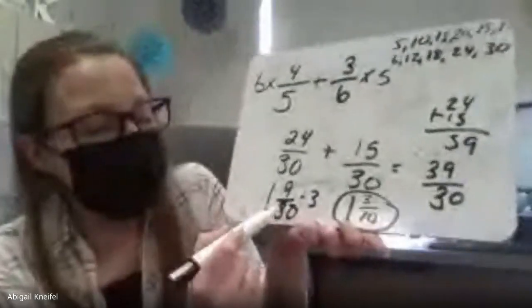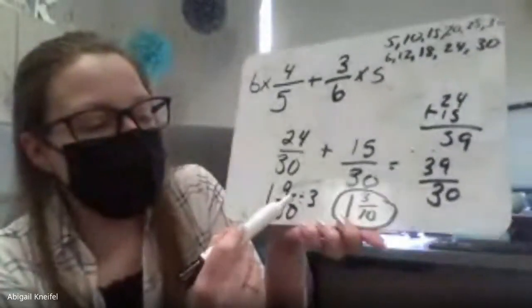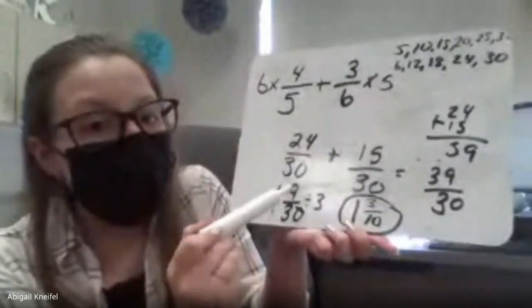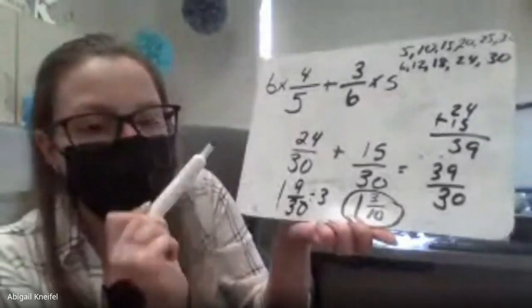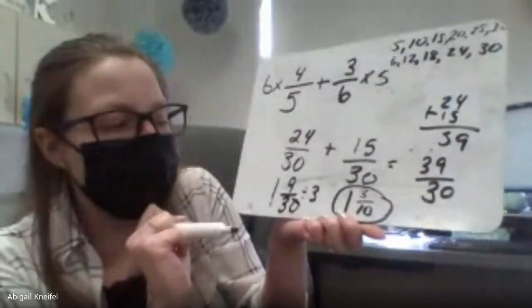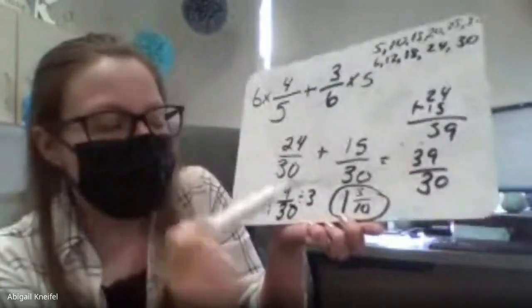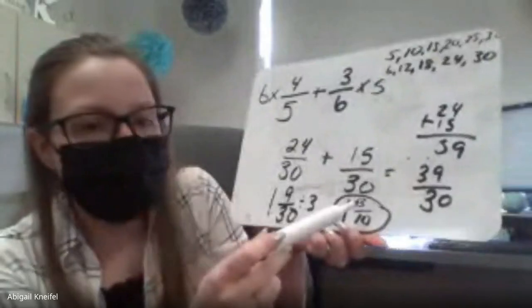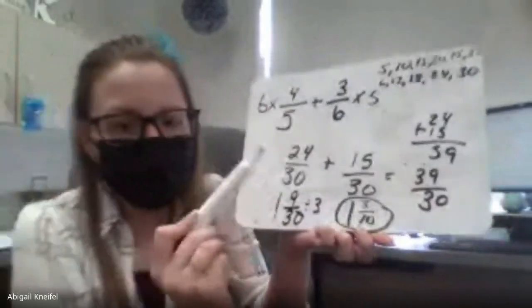Can I see your board? How did I get 10? Because our answer was 1 and 9/30. But I can simplify by 3. 3 can go into both 9 and 30. 3 times 10 equals 30. So we can divide 30 by 3 and get 10. So that's how I got 1 and 3/10. Does that make sense, Landon?